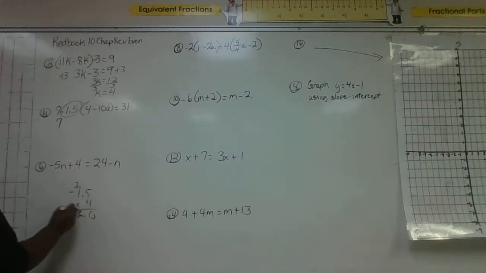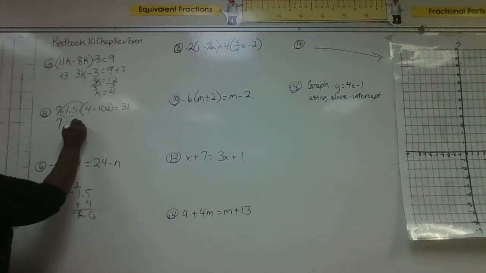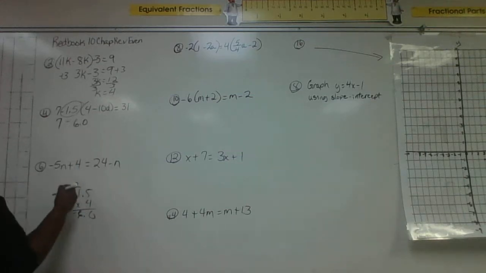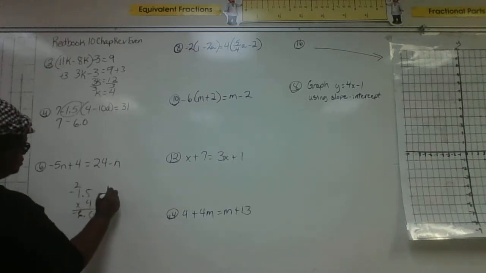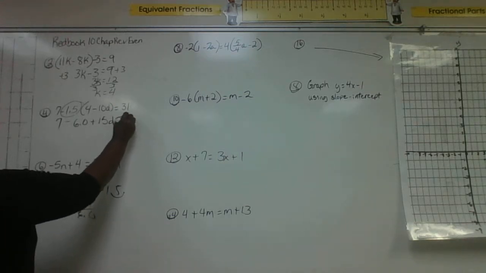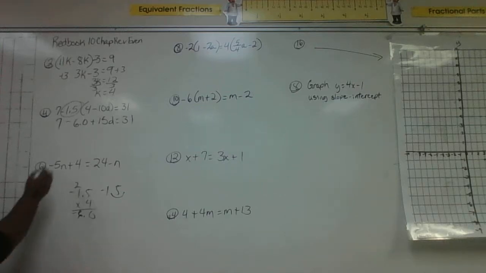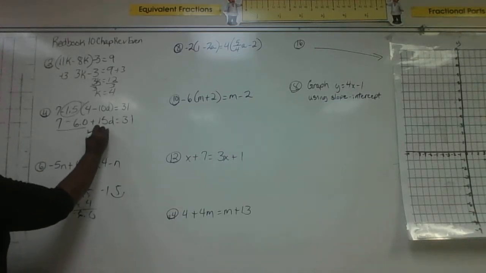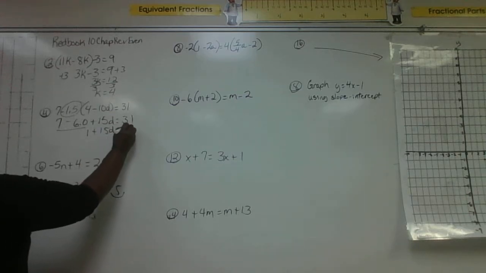Okay, here we go. So this is negative minus 6.0, and then negative 1.5 times negative 10. That's an easy one. You're going to move the decimal point over. So it's going to be plus 15d equals 31. All right. At this point, these two can be combined. So therefore, we have 1 plus 15d equals 31.